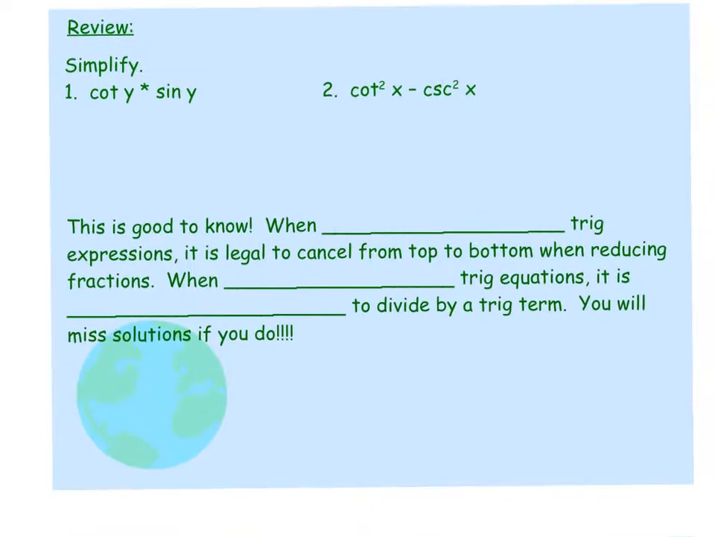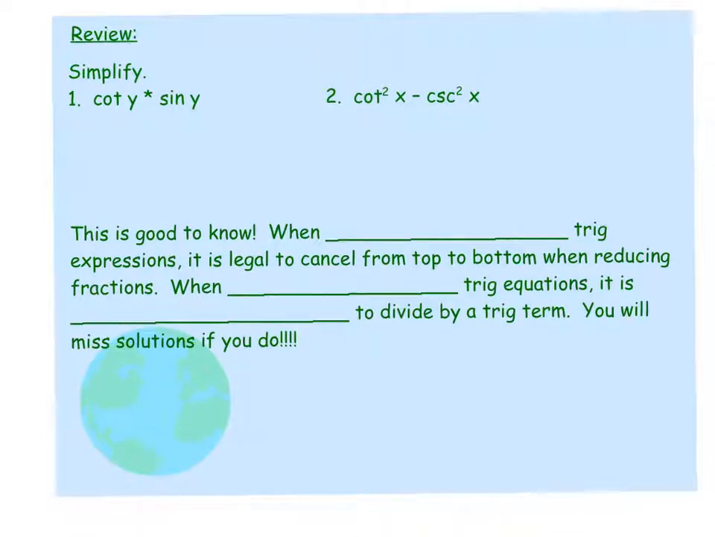Up here, let's do a little review first off with some identities. I always think it's nice to practice those a little bit. If you want to pause here and take a look at this review, certainly feel free to do that. If not, just stay with me. To simplify this, I would use a quotient identity, which is to write cotangent as a quotient. We can write it as cosine over sine.